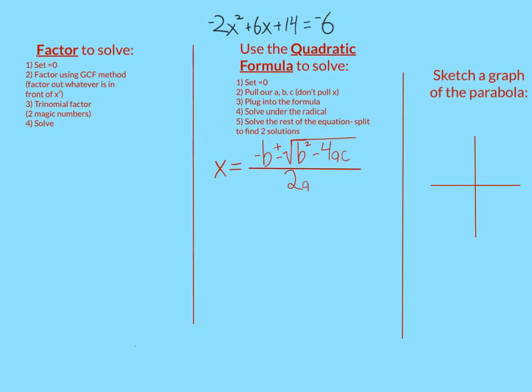I would point out that for both step 1 on factoring and quadratic formula, you want to set that equation equal to 0. So take this original equation, set it equal to 0, and then I would throw away the original equation. And the new equation set equal to 0 is what you use from here on out. Okay?